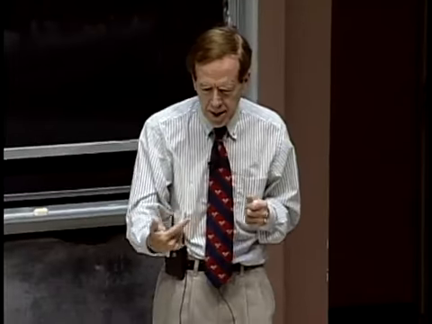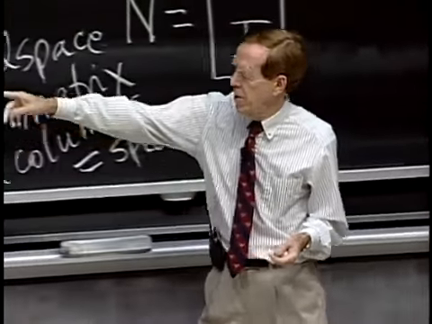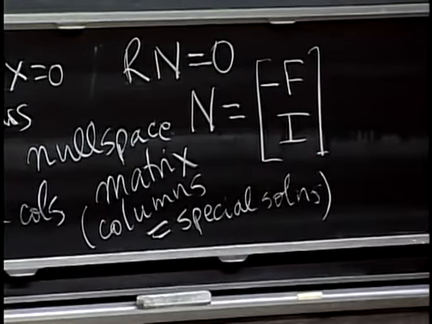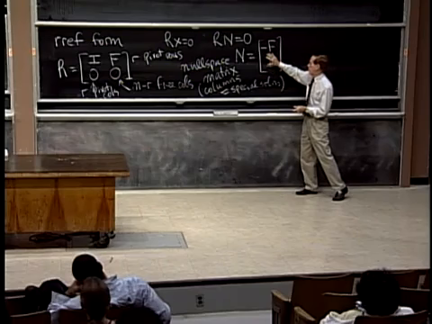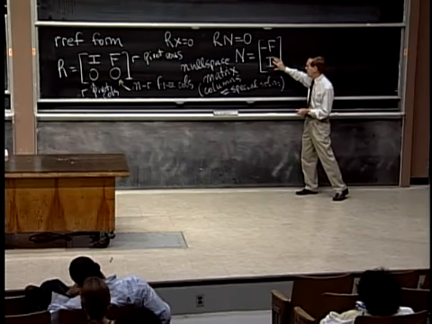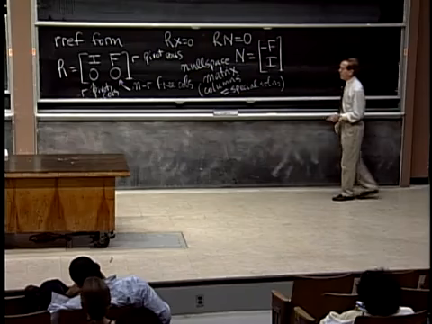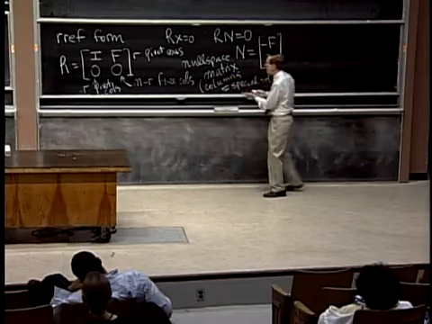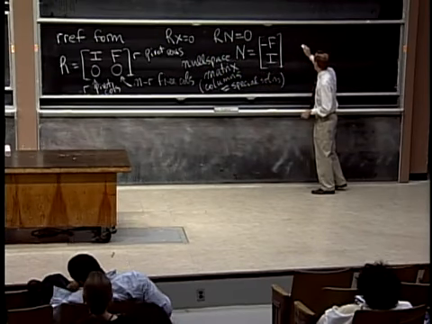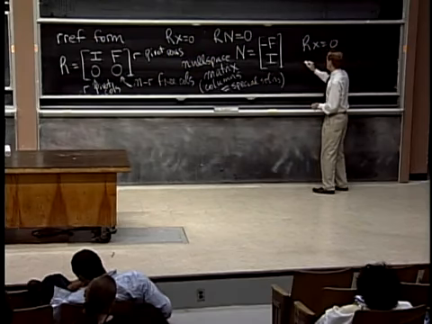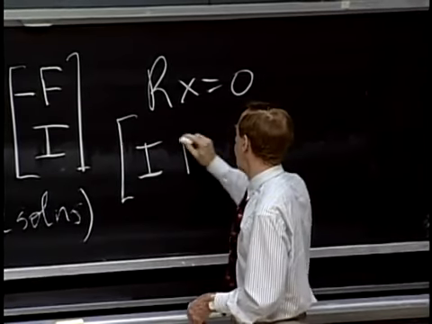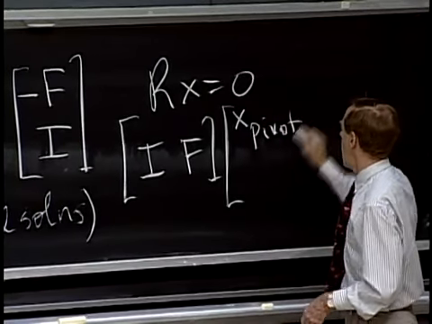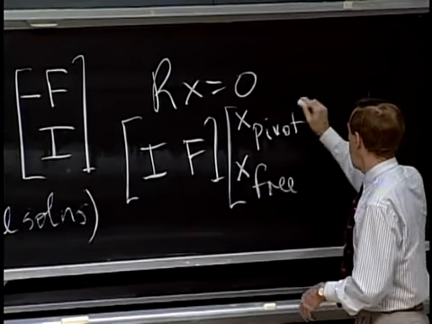And how does that command actually work? It uses MATLAB to compute R. Then it picks out the pivot variables, the free variables, puts ones and zeros in for the free variables, and copies out the pivot variables. It does back substitution, but back substitution for this system is totally simple. What is this system? Rx equals 0. So R is I, F, and x is the pivot variables and the free variables, and it's supposed to give 0.